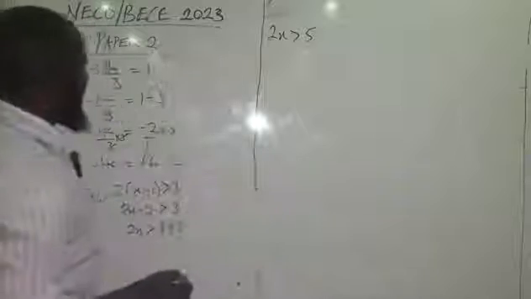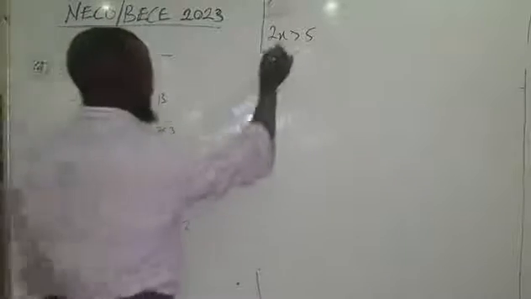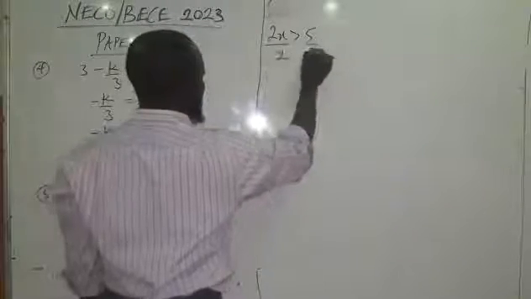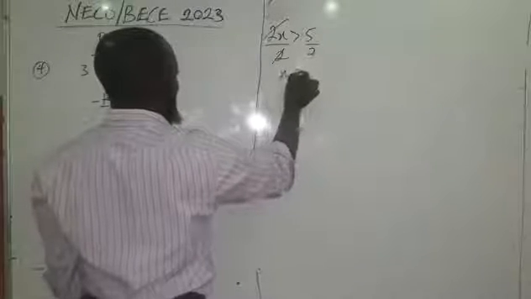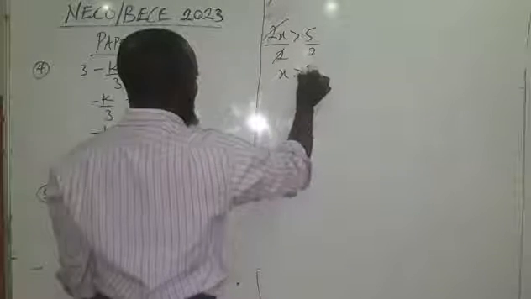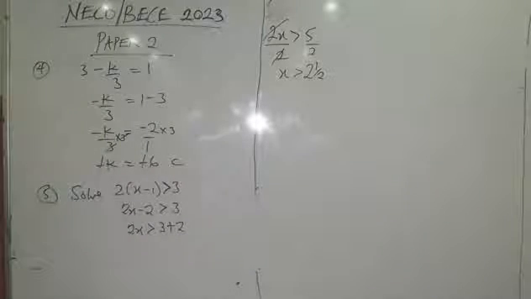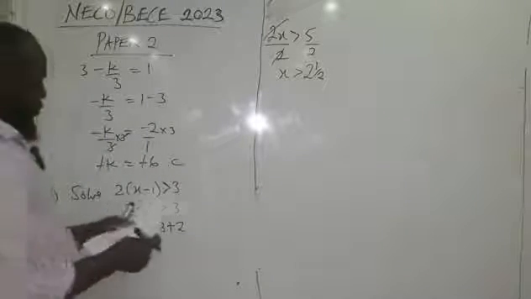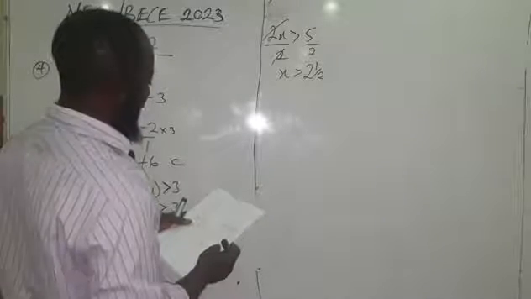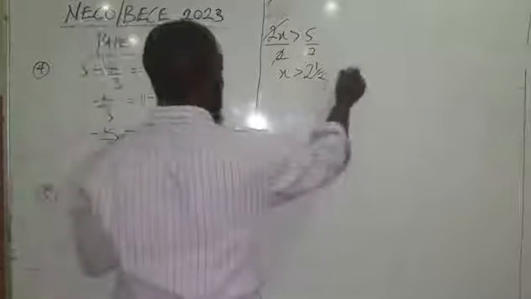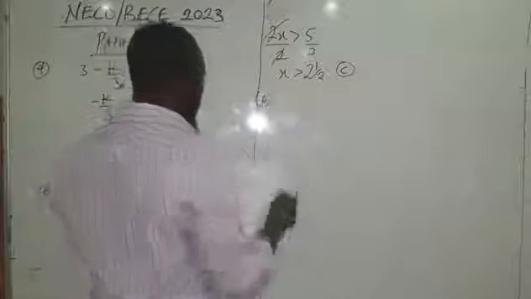So what we're looking for is x. So we divide both sides by what? 2. 2 cancels 2, then x equals to what? 2 whole number 1 over 2. That is x greater than 2 whole number 1 over 2. So that is option C as well. This is option C. Then number 6.